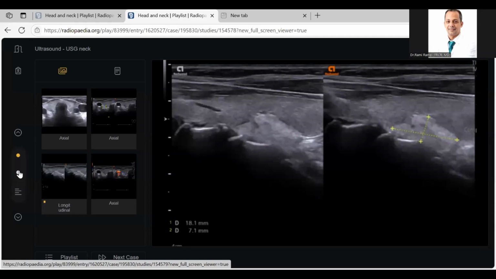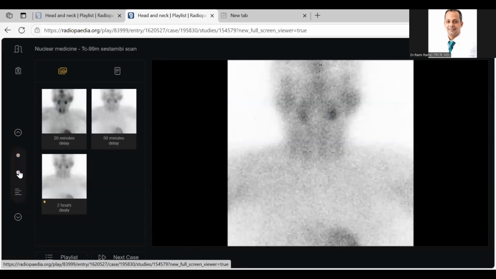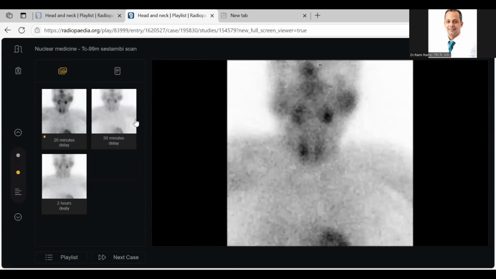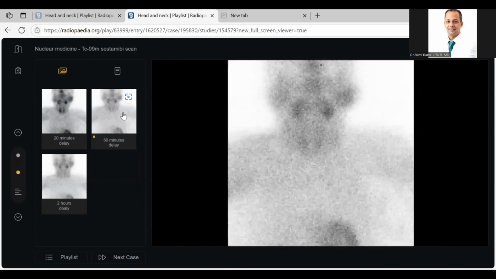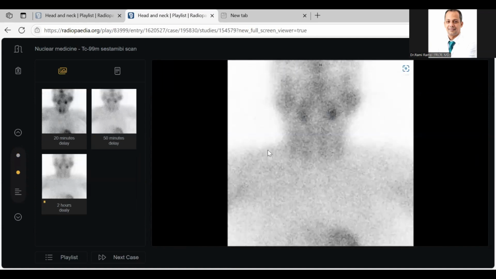That we do for the heart, and... The sestamibi scan. Okay, excellent. Yes, the sestamibi scan. This is at 20 minutes, this is at 50 minutes, and this is the 2 hours delay.